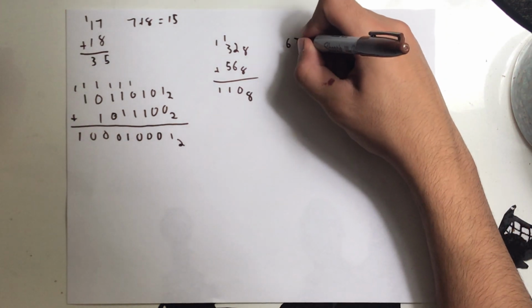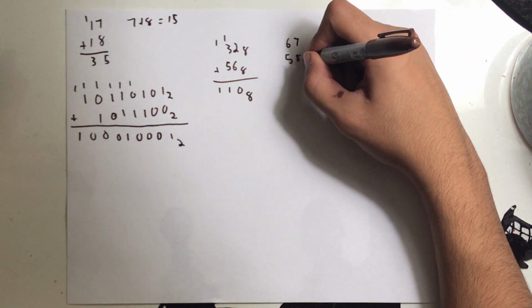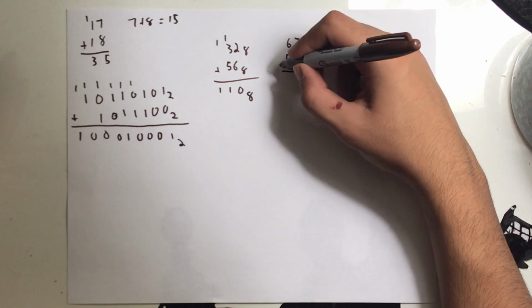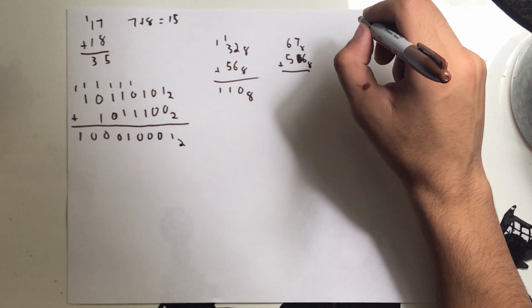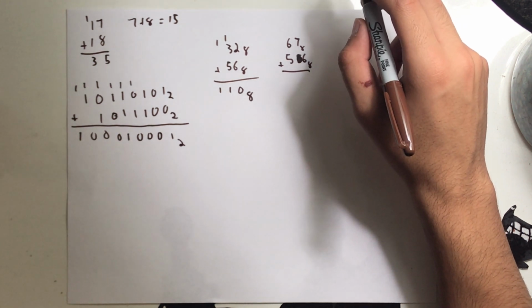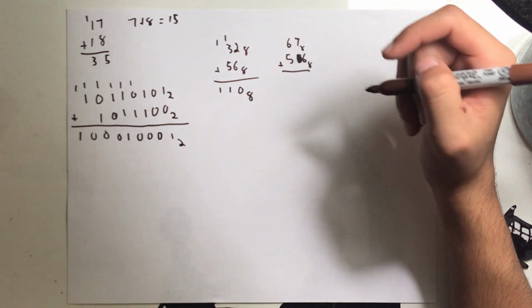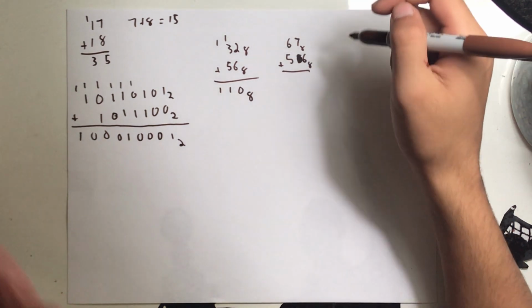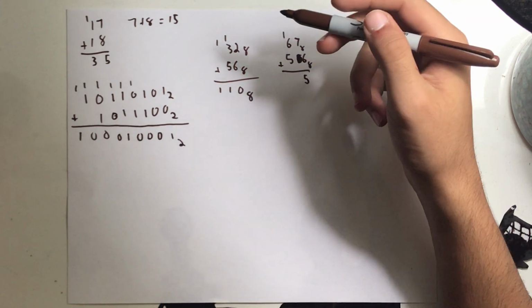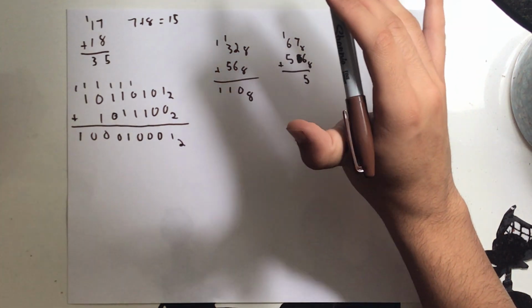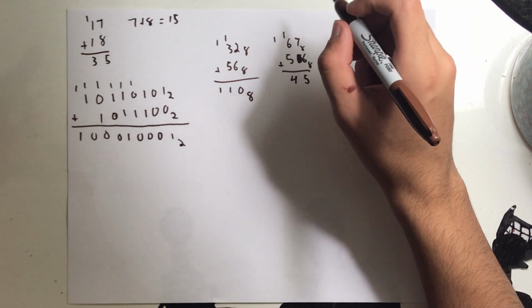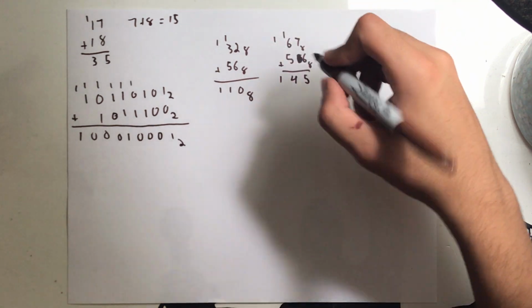Another example, 67 base 8 plus 56 base 8. 7 plus 6 is 13. How many groups of 8 do we have? We have 1 with 5 remaining, because 13 minus 5 is 8. Carry 1. 6 plus 5 is 11, plus 1 is 12. How many groups of 8 do we have? We have 1 group of 8 with 4 remaining, because 12 minus 8 is 4. Carry the 1. And 1 plus 0 is 1. So that's our answer in base 8.